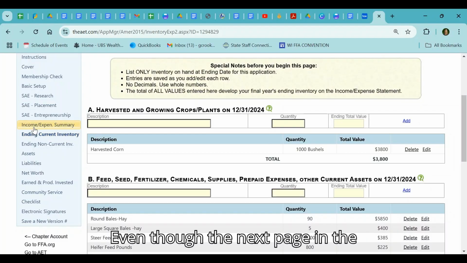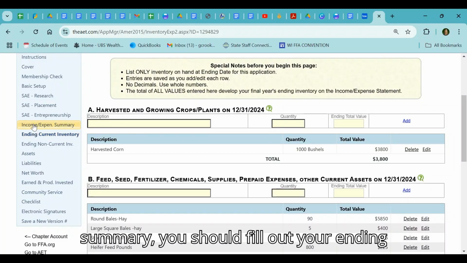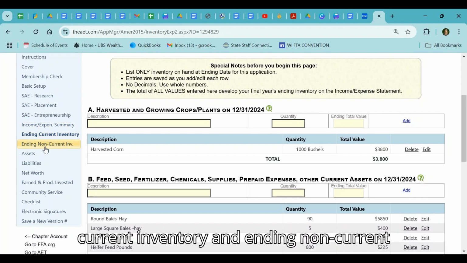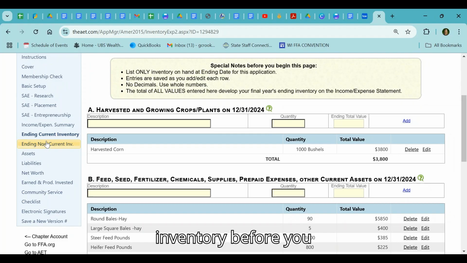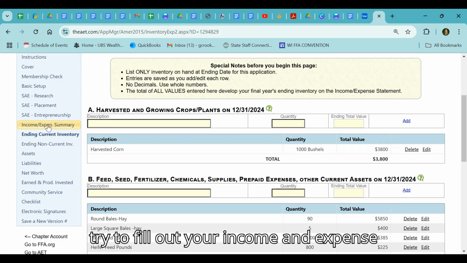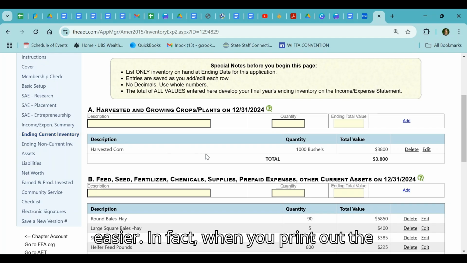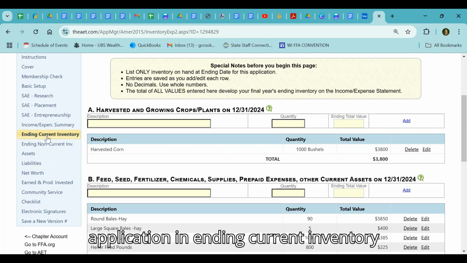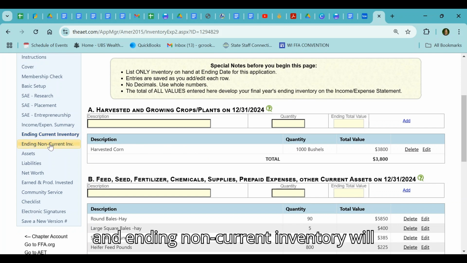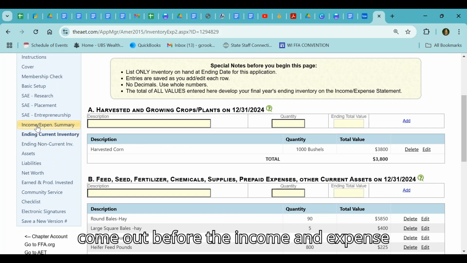Even though the next page in the application is the income and expense summary, you should fill out your ending current inventory and ending non-current inventory before you try to fill out your income and expense summary. It will make it much easier. In fact, when you print out the application, the ending current inventory and ending non-current inventory will come out before the income and expense summary.